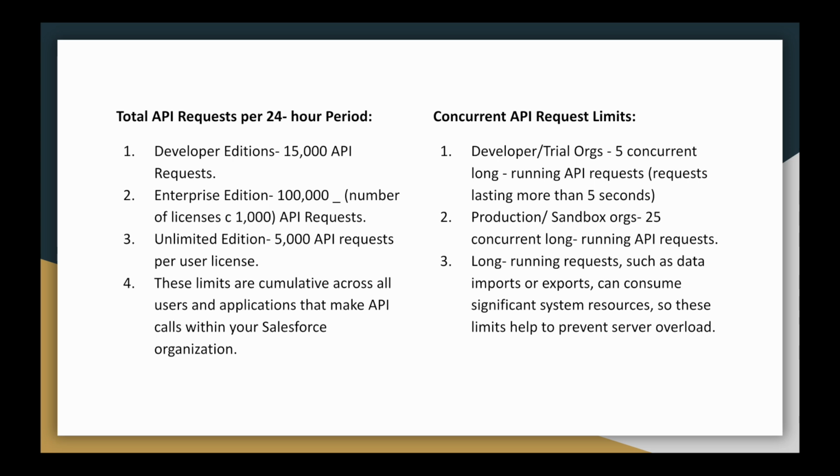Then we have concurrent API request limits. For developer and trial orgs, we have 5 concurrent long running API requests lasting more than 5 seconds. And for production and sandbox orgs, we have 25 concurrent long running API requests. Long running requests such as data imports and exports can consume significant system resources, so these limits help to prevent server overload.